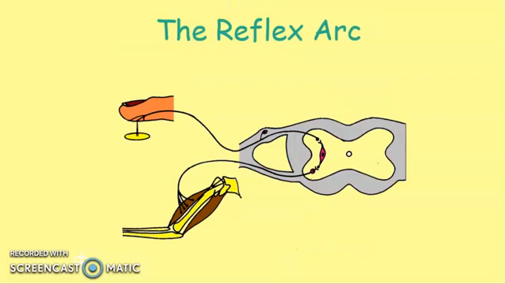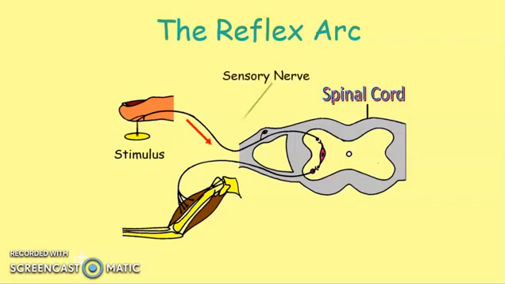Reflexes are to help protect the body from danger, and this is a typical reflex arc and the three neurons it involves. Firstly, we just indicate where the spinal cord is in relation to these three neurons. A stimulus is detected by a receptor along a sensory neuron, and that carries impulses into the spinal cord.